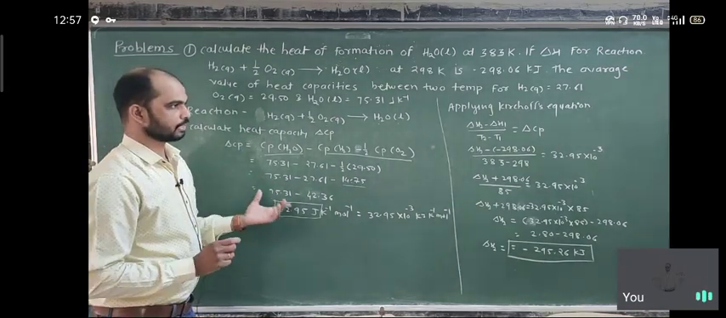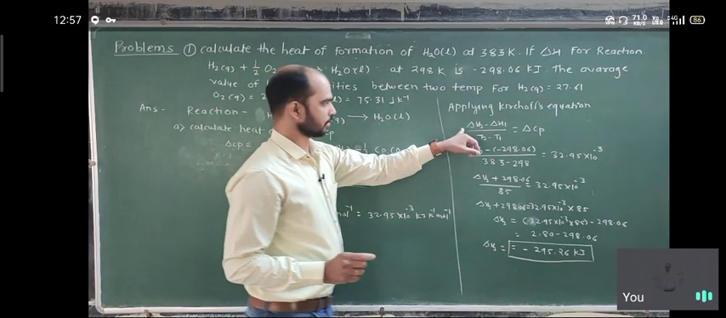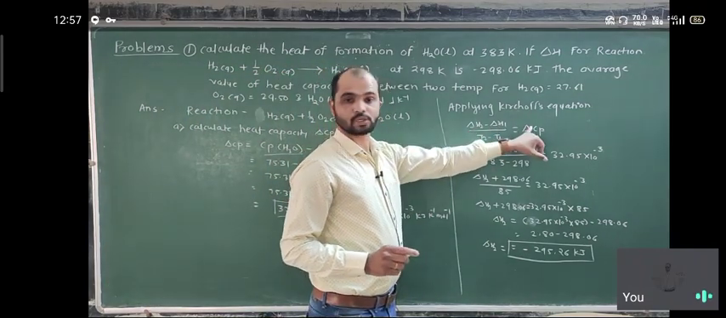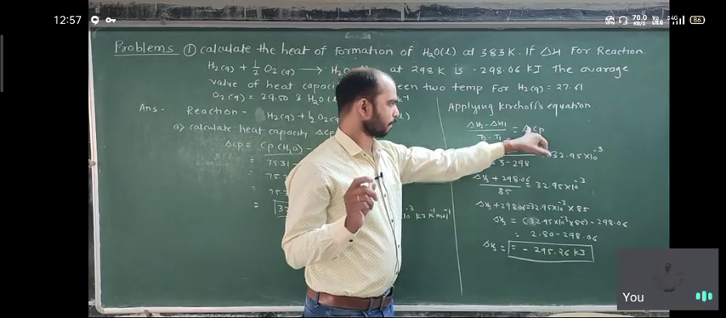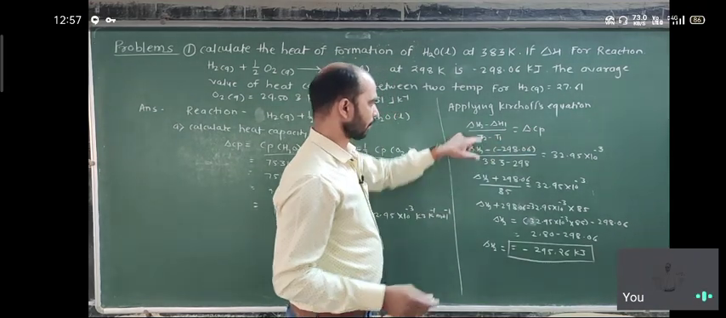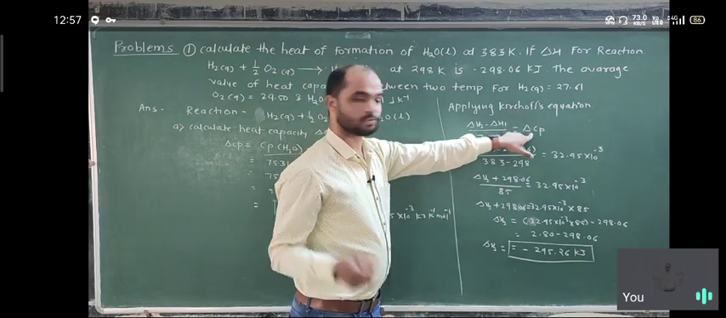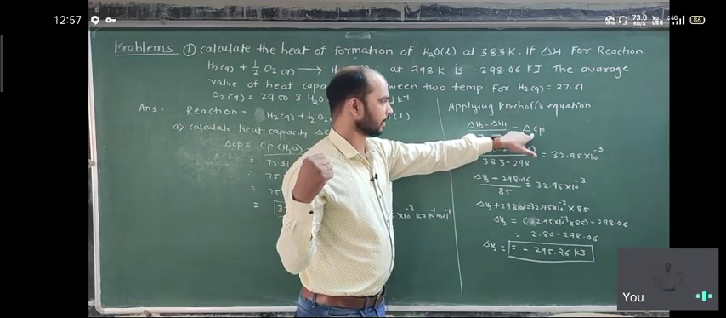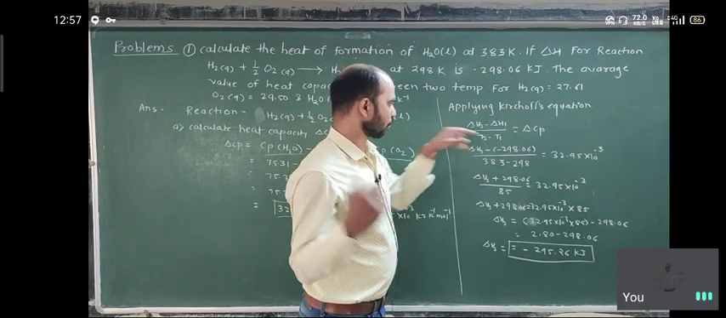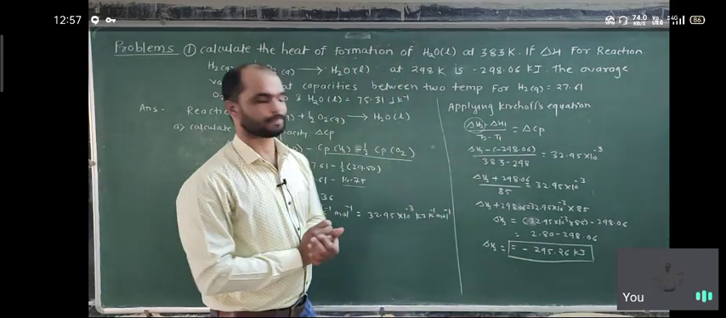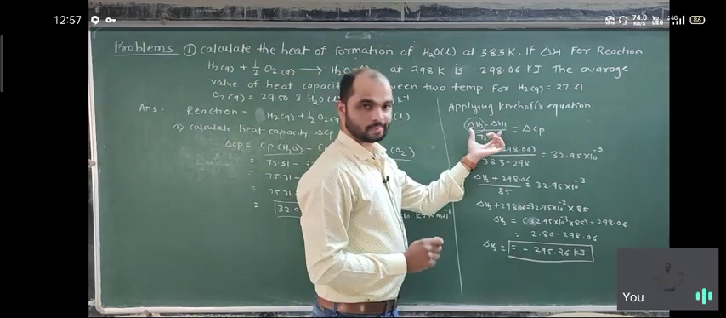So we already know what Kirchhoff's equation is: delta H2 minus delta H1 upon T2 minus T1 is equal to the change in heat capacity. We have the value of delta H1, we have the values of T2 and T1, and we have just calculated delta Cp. So our aim is to find delta H2 at temperature T2. So we put all the values here.